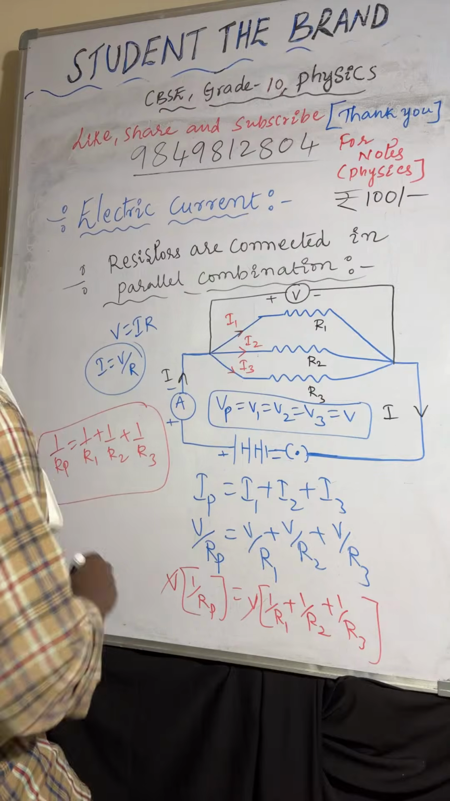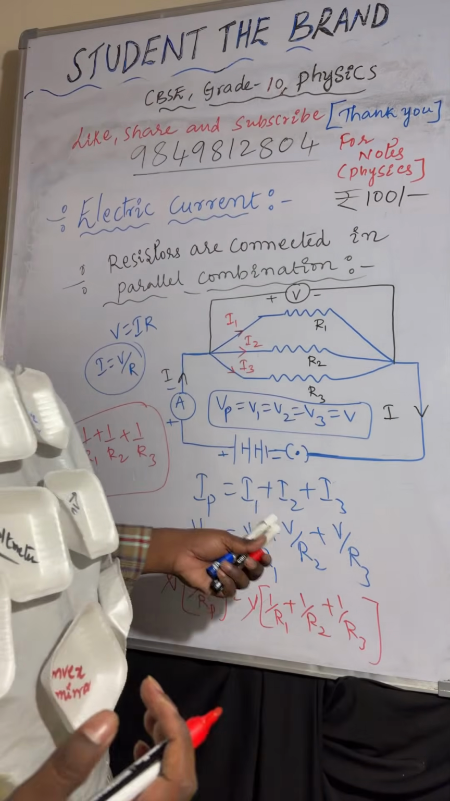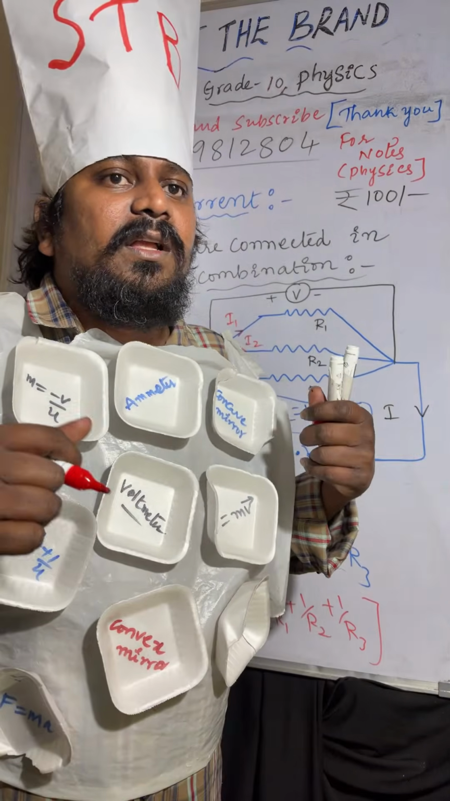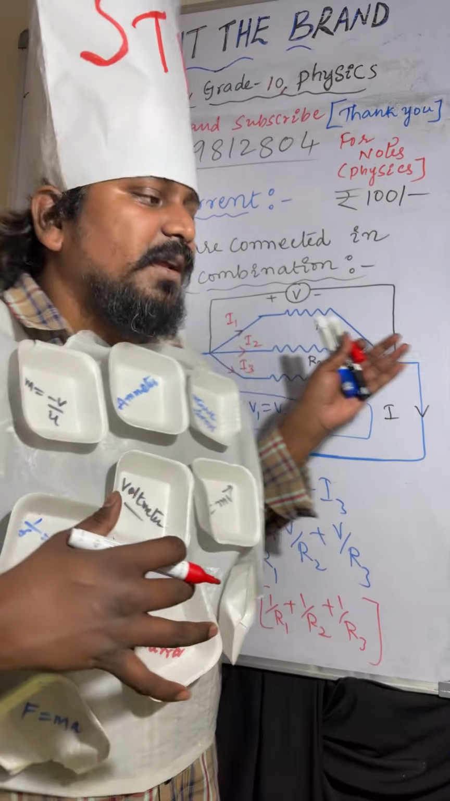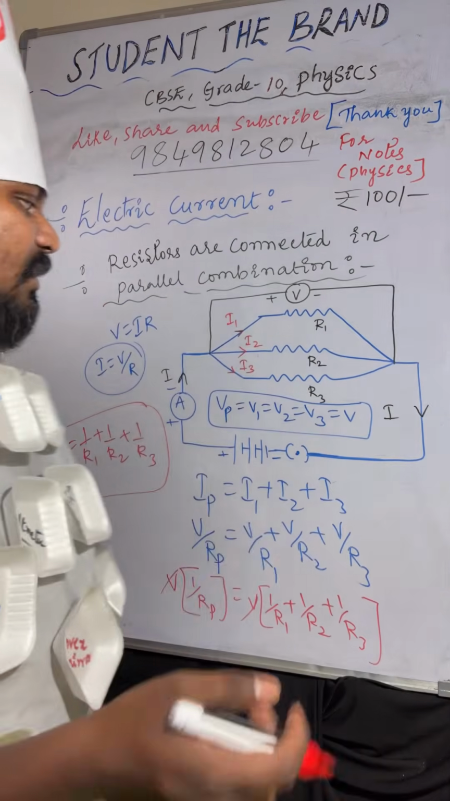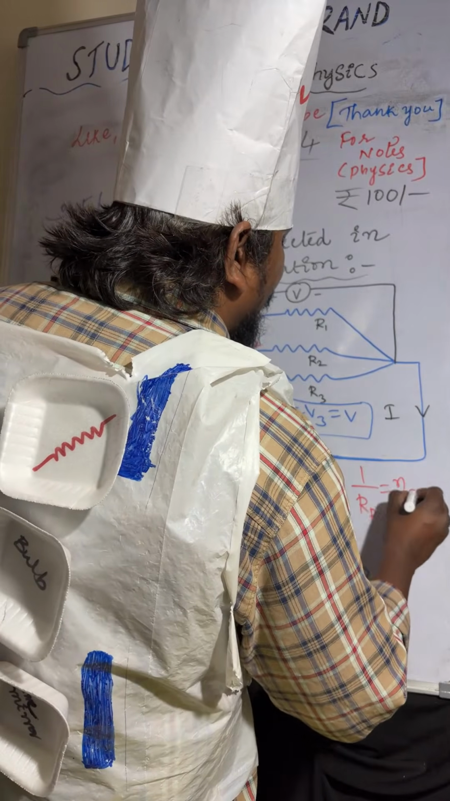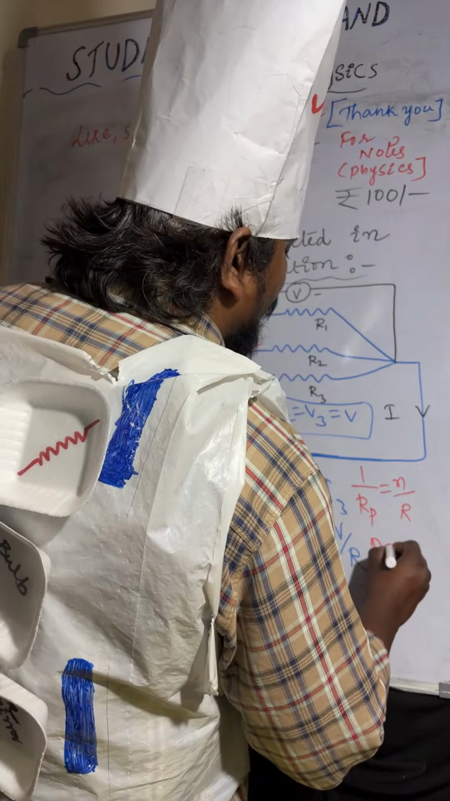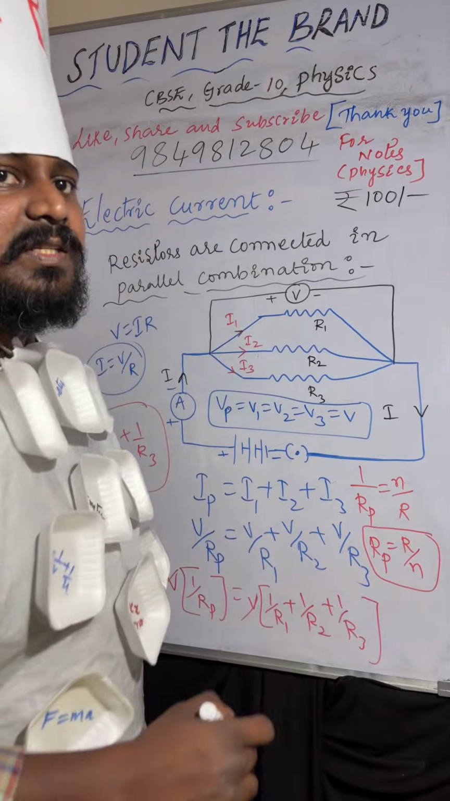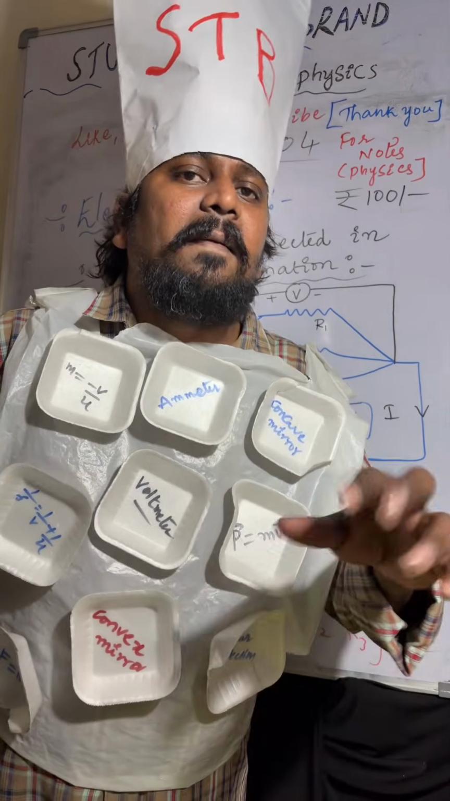So this is about resistors connected in parallel combination. If n number of resistors are connected in parallel combination, only 3 resistors you connected here, you got it like this. Then 1 by Rp equal to n by R, so Rp equal to R by n. So this is about resistors connected in parallel combination.